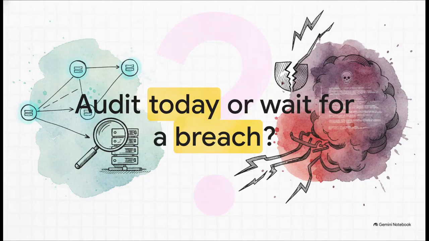So, looking at these 5 actionable steps, the final question is really up to you. Will you start your IPv6 audit today, or will you wait for a catastrophic breach? You've got the targeted execution plan for your dual-stack network right here. Take these steps, get your visibility dialed in, and lock down your infrastructure.